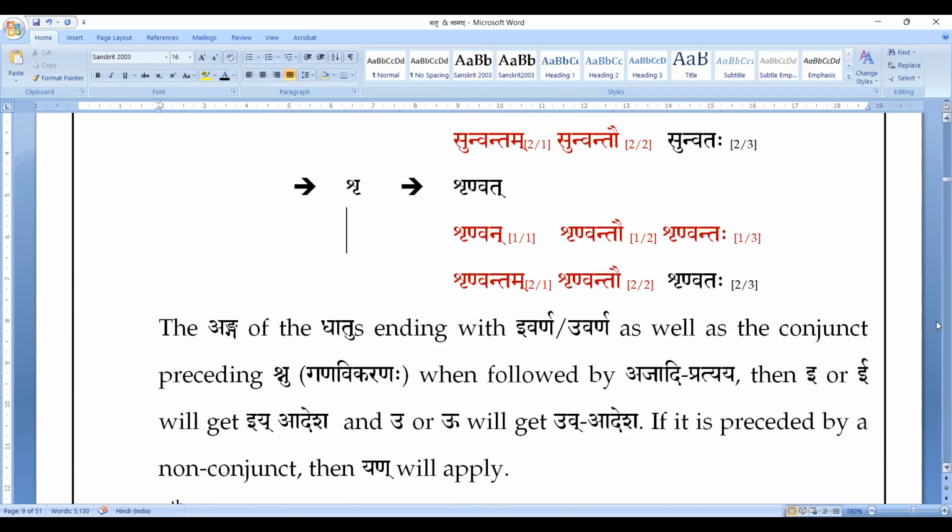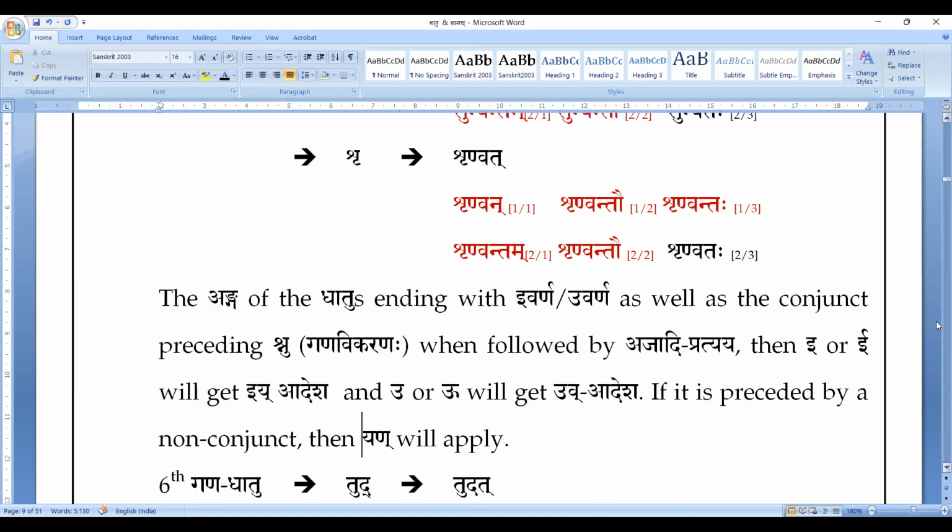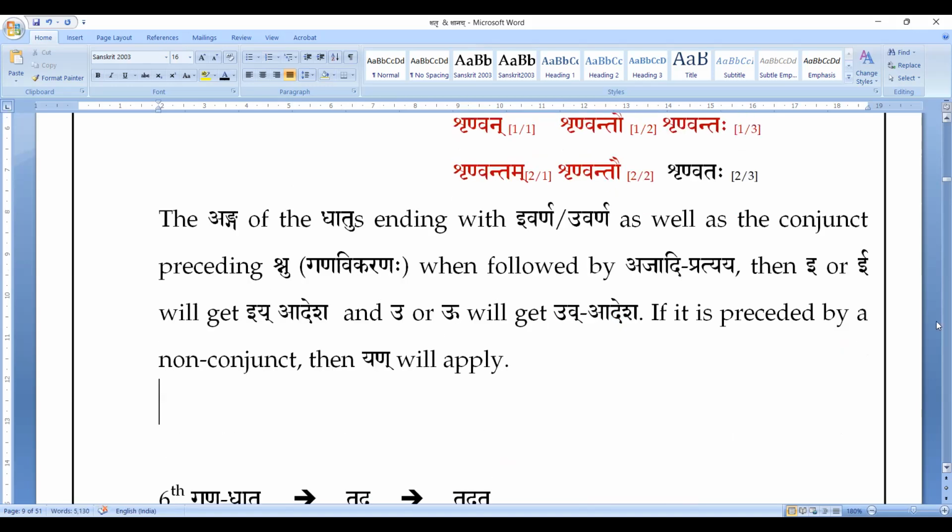Or in any other example, even the sixth gana example I gave, di dhatu, di becomes diyati, angakarya not possible. Right? If angakarya is possible, then this rule cannot happen. Di plus shap, this is the example I gave. Sixth gana dhatu. Gana vikarana is shap. It's a sarvadhatuka pratyaya, apit. Apittvat, therefore angakarya is negated, therefore di cannot become de. Therefore we apply this rule, and the ivarnanta dhatu followed by an ajadi pratyaya becomes diy. Diyati, you get the form. Right?